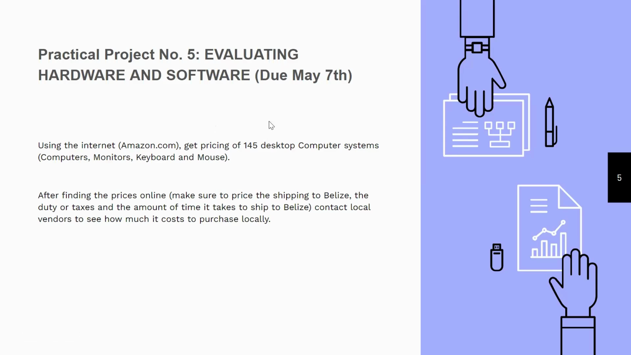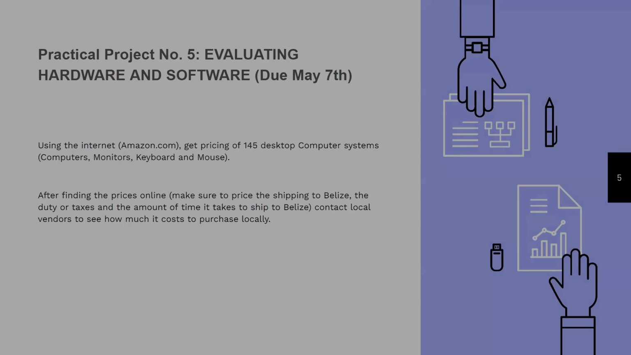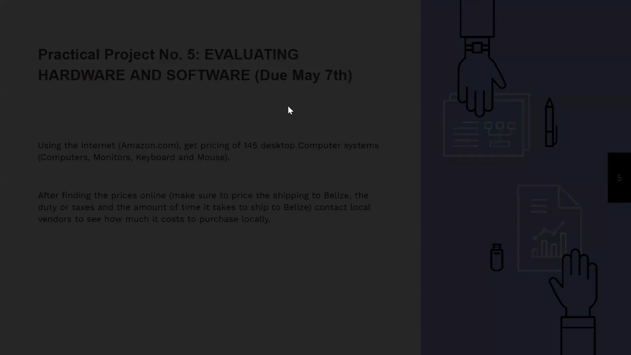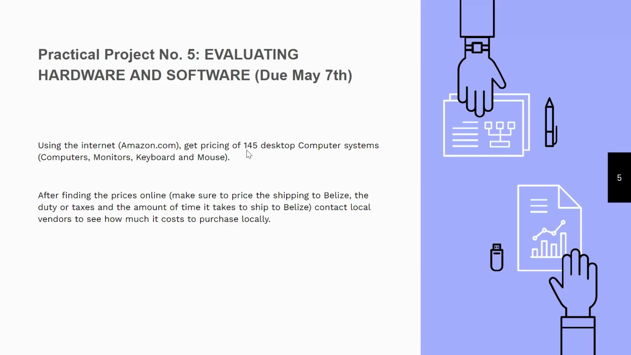And you're trying to get the price of 145 desktop computer systems. Now, this is not 145 different brands of computers. This might be the same brand of computer. You might have selected Dell, HP, Macintosh, and you might decide to purchase 145 of the same brand, or you might have decided that teachers are going to have a different model of computer versus what some of the students would have based on their need. So again, this information is given to you so that you can make the best decision. But whatever you put in, we are expecting 145 desktop computer systems. And so that means that it will have the computers, the monitors, the keyboard, and the mouse. So it's not the laptop.